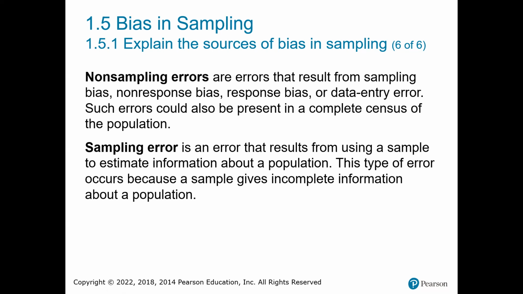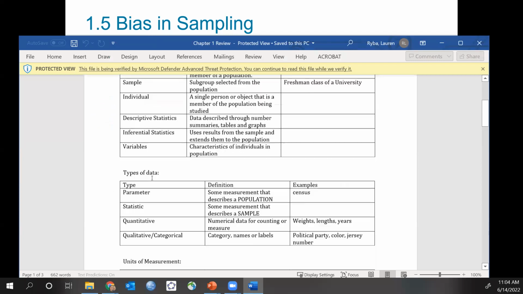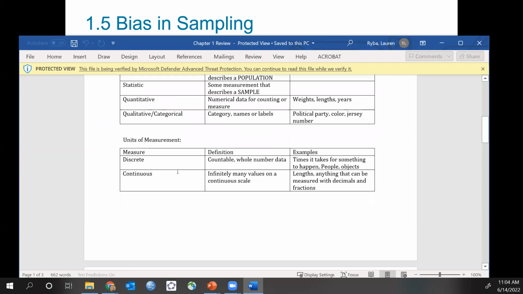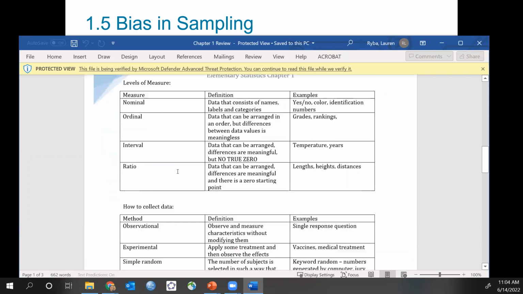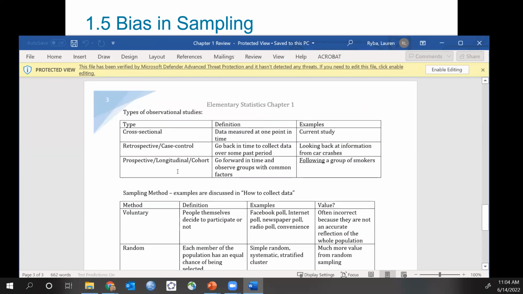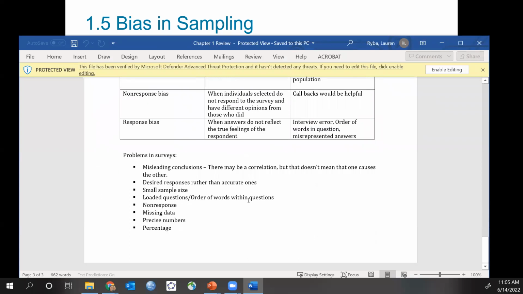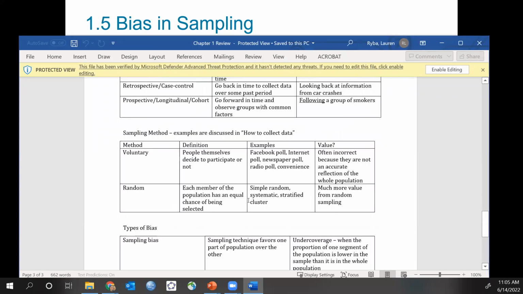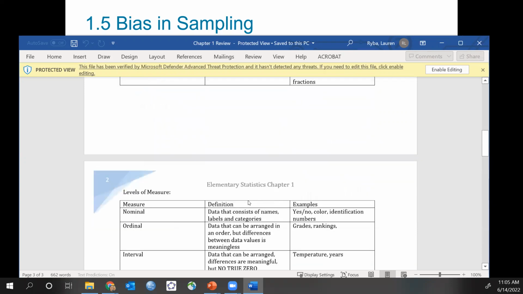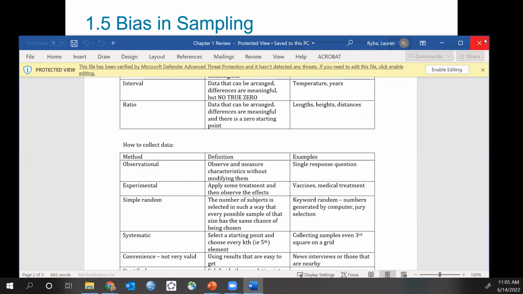Since this chapter is just a whole bunch of definitions, it goes through all your terms and definitions: types of data, how we measure the data, levels of measure, how we collect data, types of observational studies, sampling methods, types of bias, and other problems that can happen. So lots and lots of different definitions here. Hopefully this extra little sheet will help you as you're reviewing these concepts.